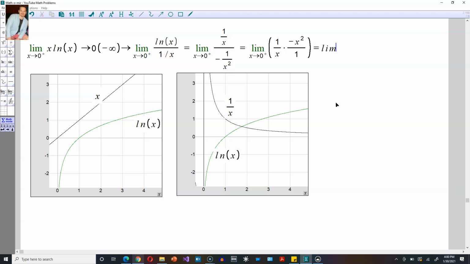So this becomes now the limit as x approaches 0 from the right side. Negative x squared divided by x is just negative x. So you end up with negative 0, which is of course just still equal to 0. And this is the answer.